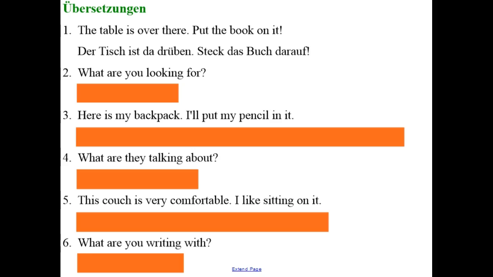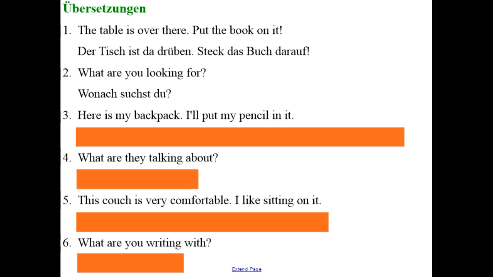Nummer 2. What are you looking for? Wonach suchst du? Suchen nach is a verb preposition combination in German to be looking for. So I would have Wonach suchst du? What are you looking for?